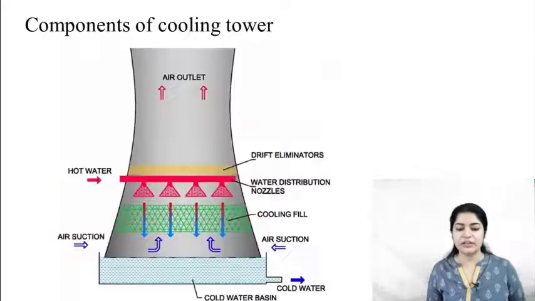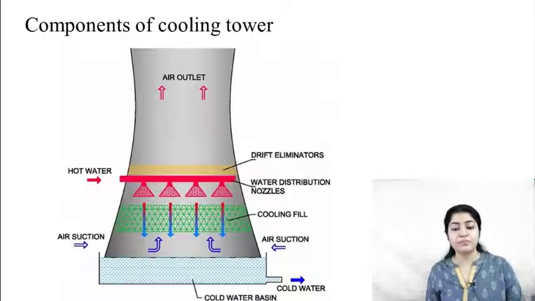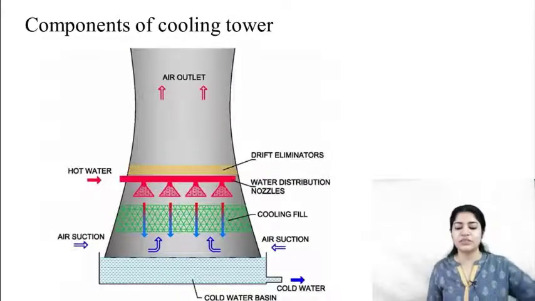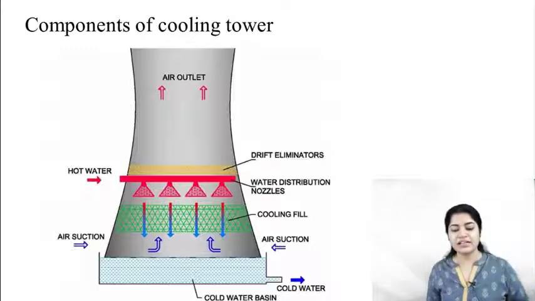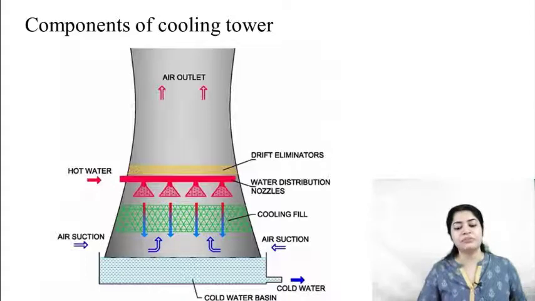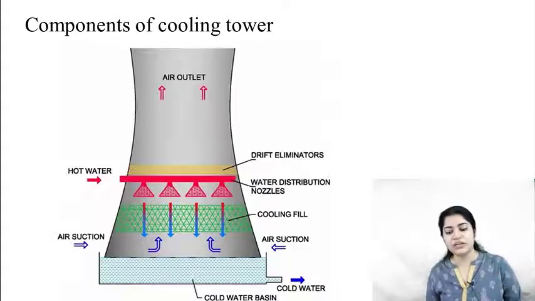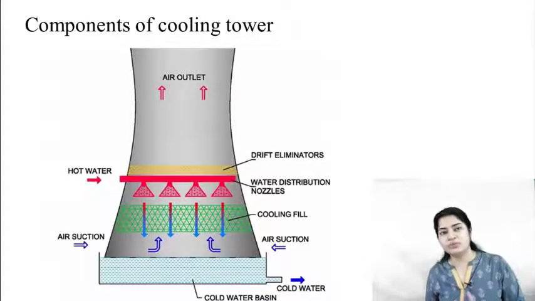First of all, have a look at the components of the cooling tower. First you can see the cold water basin. Air suction occurs from the bottom part. In the middle part, you can see that water distribution nozzles are there. What does it do? The use of the water distribution nozzle is that it evenly distributes your hot water.